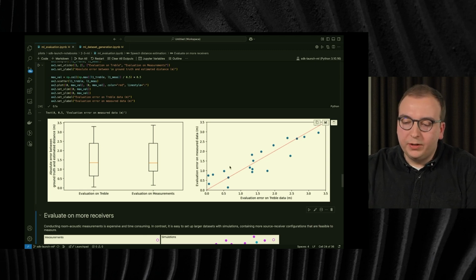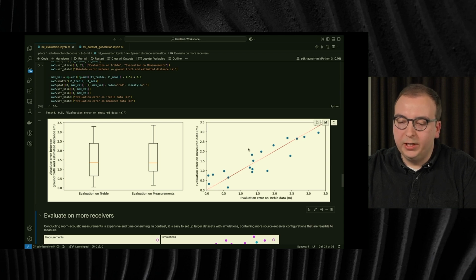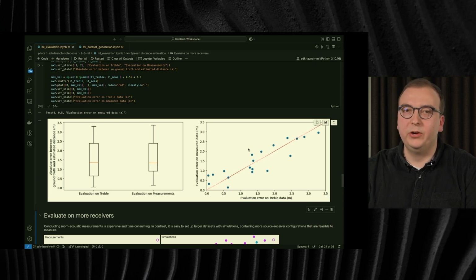And we see a similar trend if we look at all of the items that we get out of the network and have a look for each of those, what is the evaluation error on the Treble data and what is the evaluation error on the measured data. And we see a very clear tendency that they coincide.